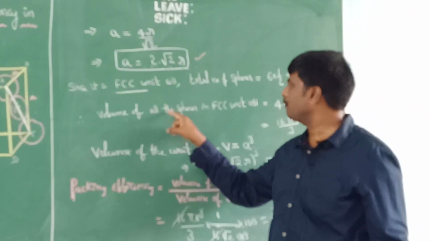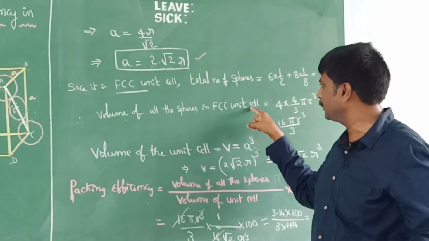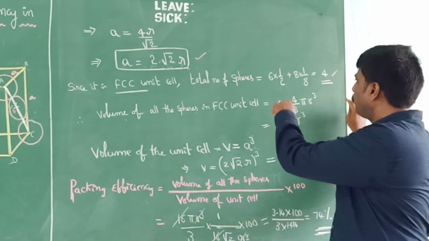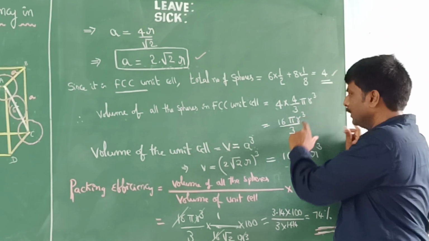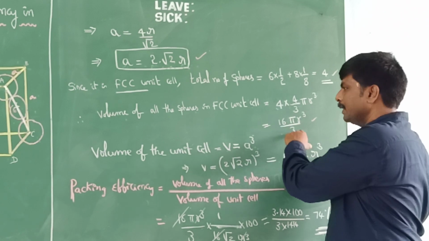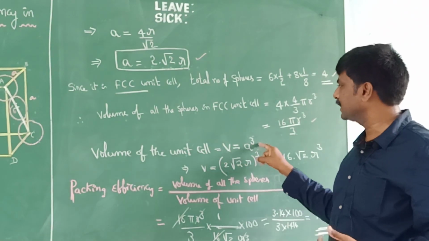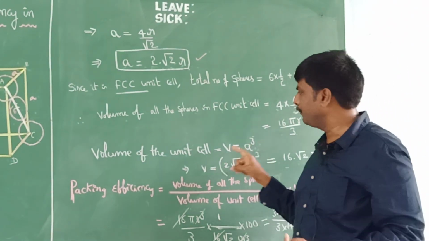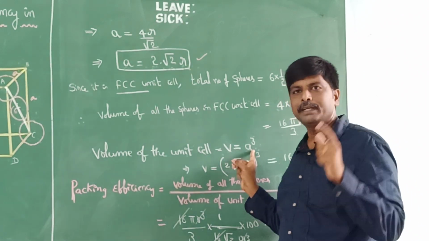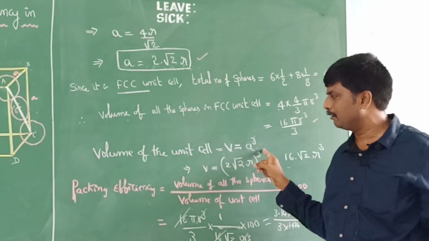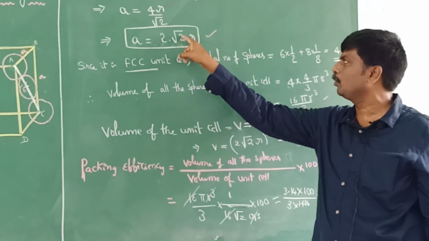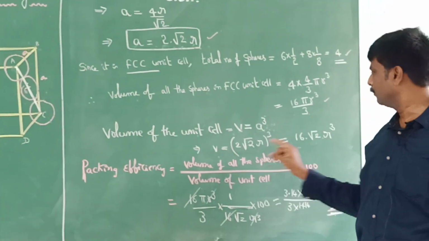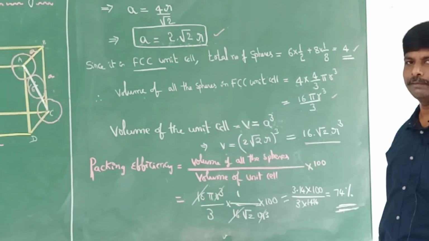Therefore, the volume of all the spheres in the FCC unit cell, meaning 4 spheres, is 4 into the volume of a sphere, 4 by 3 pi r cube. So that is 16 pi r cube by 3. Volume of the unit cell formula: V is equal to a cube. You substitute the value of a, that is 2 root 2 r, and then the volume will be 16 into root 2 r cube.